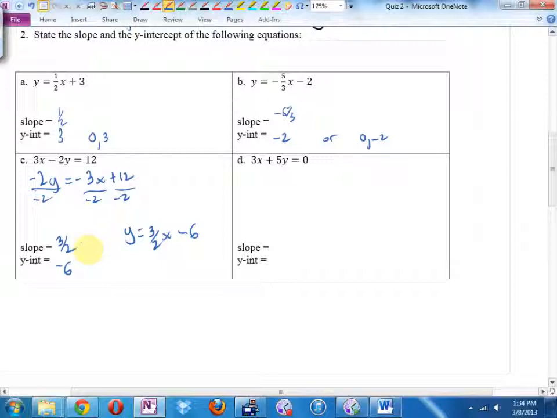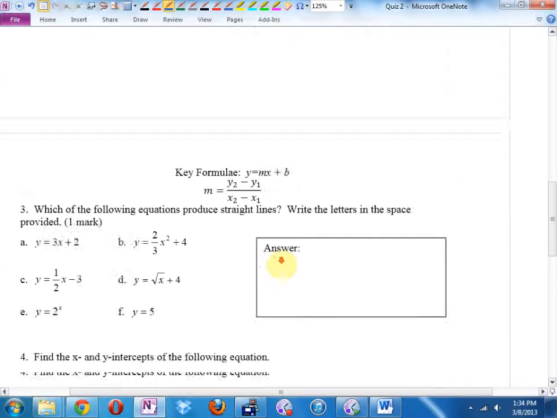By the way, being fussy, Brianna, the slope is 3/2, not 3/2x. Just 3/2. The slope is the number in front of the x, not the x itself. D. I would minus 3x from both sides, and then I would divide by 5, divide by 5. I get y equals -3/5x. Pretty sure the slope is -3/5. And I'm pretty sure the y-intercept is 0. Zilch. Zip. Half mark for each of those.